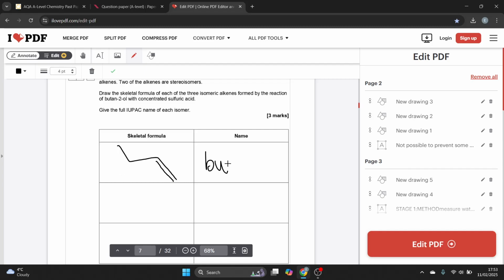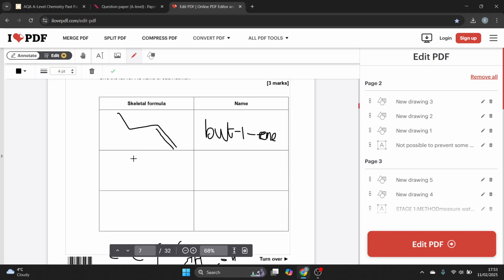And the name is but-1-ene. The second one, there you go. I'll actually put it here instead, and that's obviously going to be E-but-2-ene because the alkene is between these two. E-but-2-ene, and the final one is, instead of that, it just goes like this, and you've got this here.